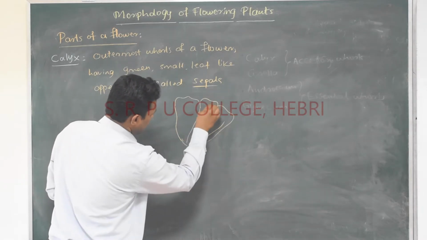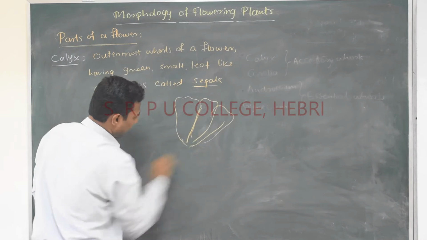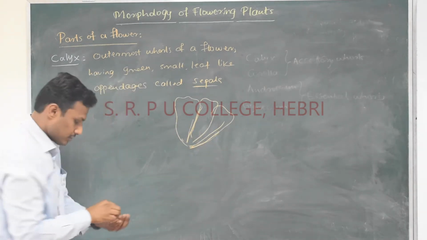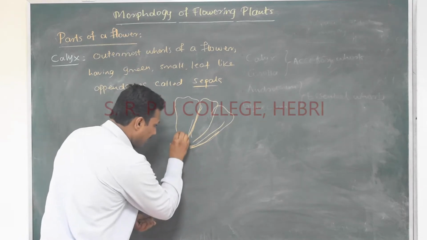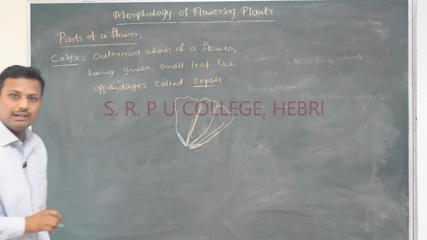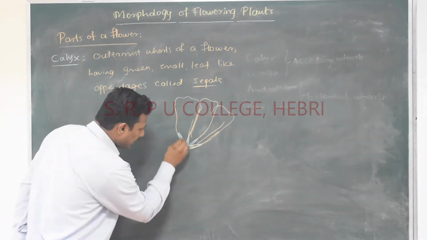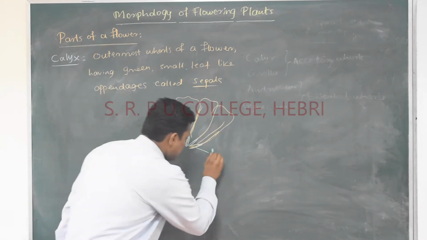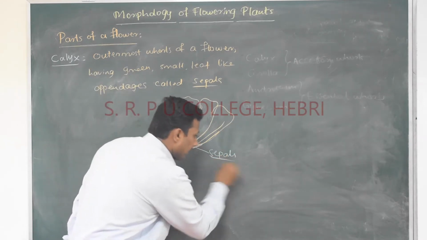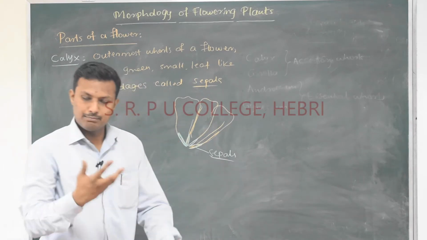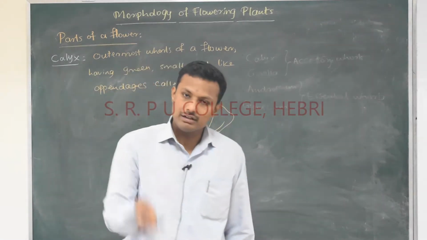Okay, so this is a flower. Imagine this is a flower, and you are going to see some small leaf-like structures at the base of the petals. Have you observed such small leaf-like structures which are usually green in color, right? So these are what? These are sepals, and the entire whorl consisting of many sepals. The number of the sepals may vary in different flowers.